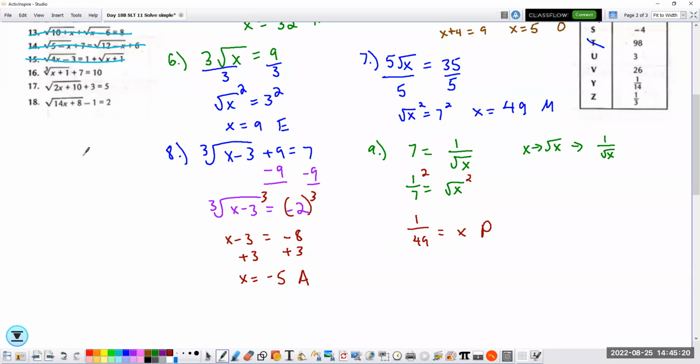All right, number 10. I'm going to do number 10 over here because I have space. Number 10, 48 root x equals 6. I'm going to divide both sides by 48 to start. And this is going to mess some people up because there is a fraction that needs to be reduced. 6 and 48 are both divisible by 6. If I divide them both by 6, 6 divided by 6 is 1, 48 divided by 6 is 8. Now I'm going to square both sides and I get x equals 1 over 64, which is letter I.